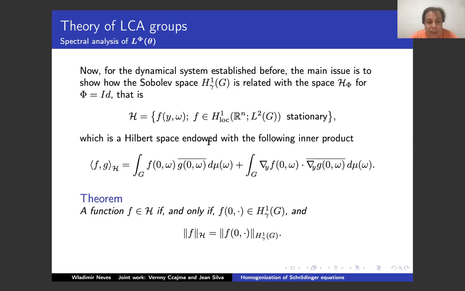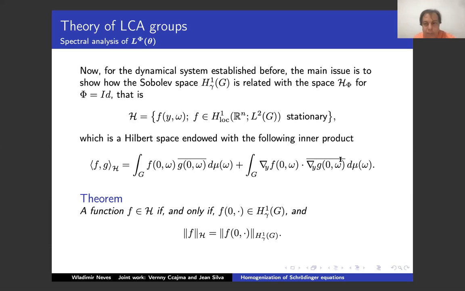Now, for the dynamical system established before, the main issue is how to relate this H^1_gamma, which we defined before, with this space H_phi, the one we have been working with in our eigenvalue problem to obtain psi and lambda. Okay? Just to fix the ideas, we are going to consider that phi is the identity. When phi is the identity, we denote this by just H. So which are the stationary functions with this regularity? And this is a Hilbert space, and you consider this inner product.